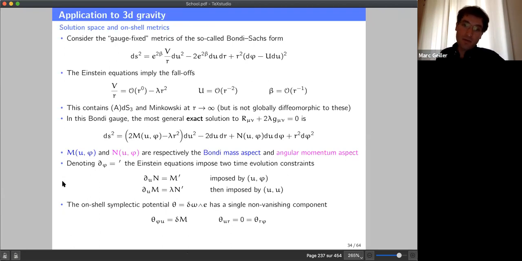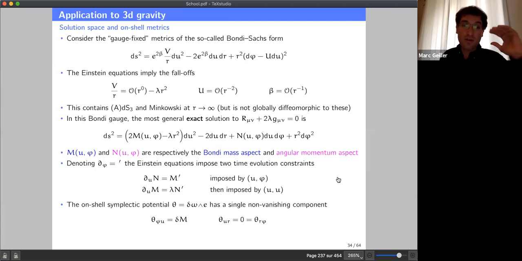Well, if you did this, you would find that the potential has only a single non-vanishing component, and that this component is furthermore a total variation. From this, you would conclude that there is no symplectic structure. But this is of course not true, because this is not how you use the covariant phase space and how you compute the charges.